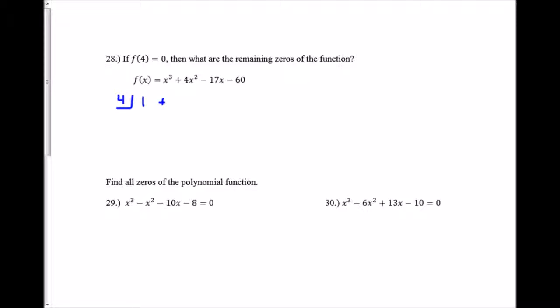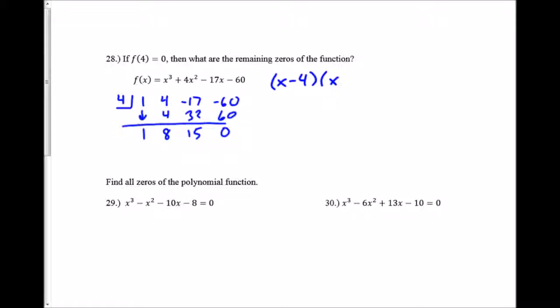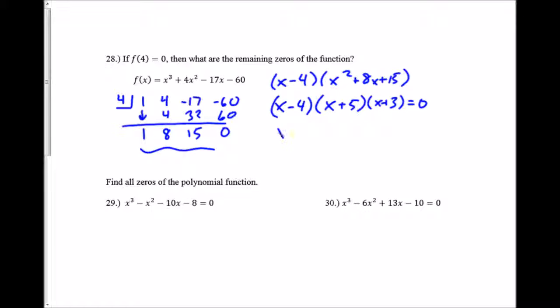So if I divide out that 4, using synthetic division, I can finish factoring this thing. So I bring down the 1, I multiply, I add straight down, I multiply, I add straight down, I multiply, and I add straight down. So that means if x equals 4 is a solution, x minus 4 is one of my factors. My other factor is right here. It's x squared plus 8x plus 15. And now I can finish solving this thing. This factors into an x plus 5 and an x plus 3. And now I set each factor equal to 0, so I get a 4, a -5, and a -3.